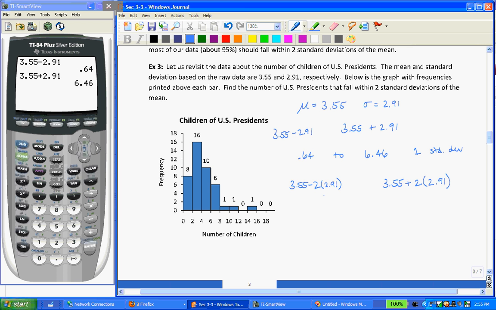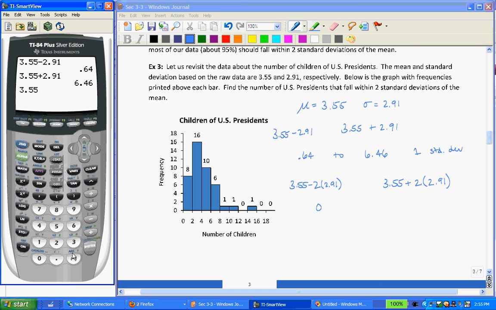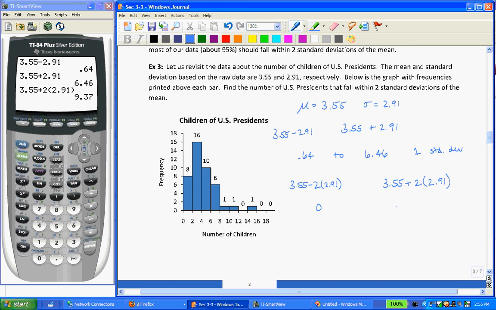Now, I realize this is going to be negative, so we'll just call this 0, because our data doesn't make sense on a negative scale for this particular scenario. But here, 3.55 plus 2 times 2.91 gives us 9.37. So this is 2 standard deviations of the mean.